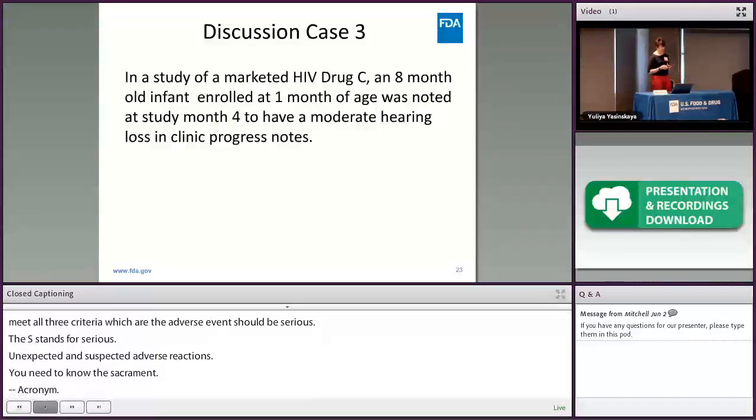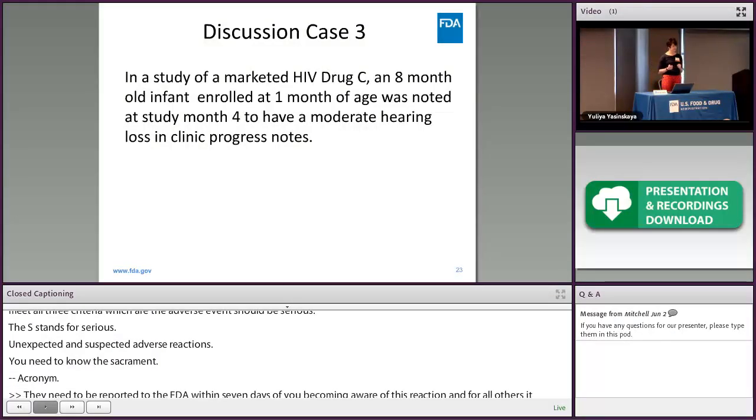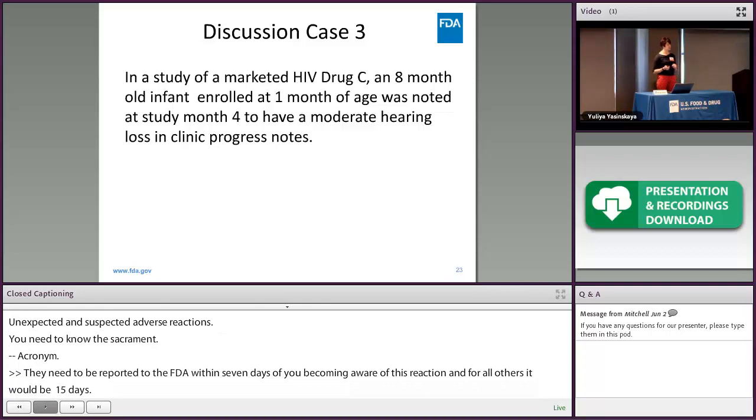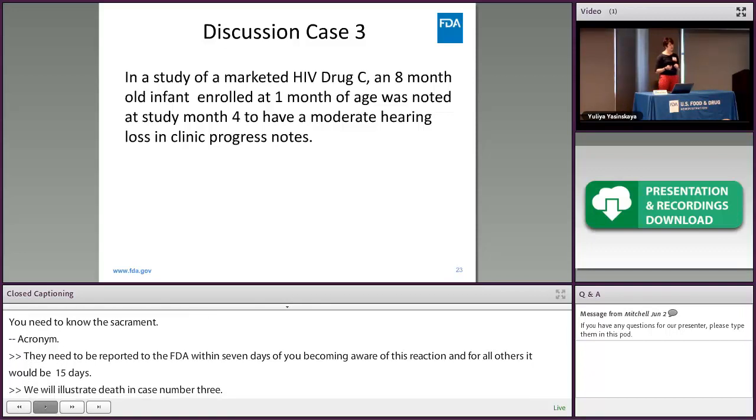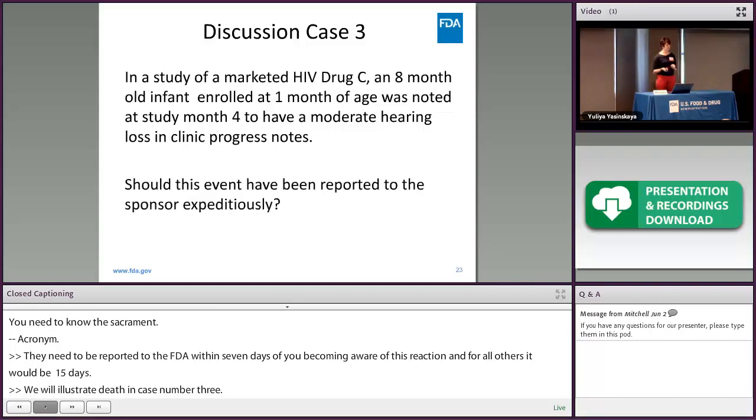So in a study of a marketed HIV drug C, an 8-month-old infant enrolled at 1 month of age was noted at month 4 to develop mild hearing loss in progress notes. Should this event be reported by the investigator to the sponsor expeditiously? Yes or no?